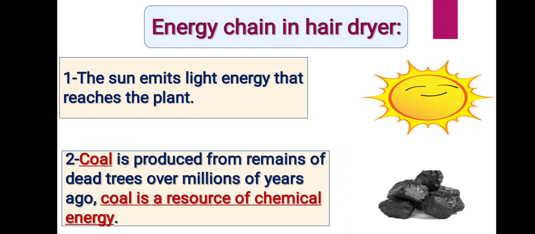Finally, the energy chain in the hair dryer, and always the energy chain starts with the sun. So the sun gives the plants light energy. The plants take the light energy and change it into chemical energy. After that, the plants will grow and keep growing, and after that the plants will die, right? Okay, so the plants will grow at first, and after that it will die.